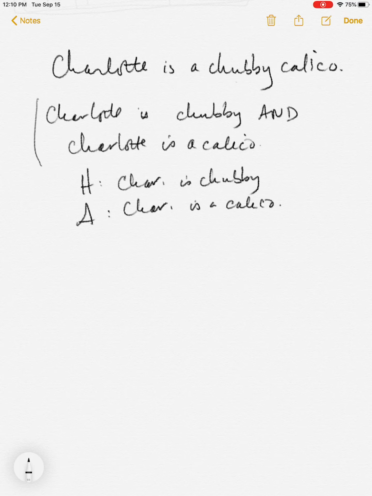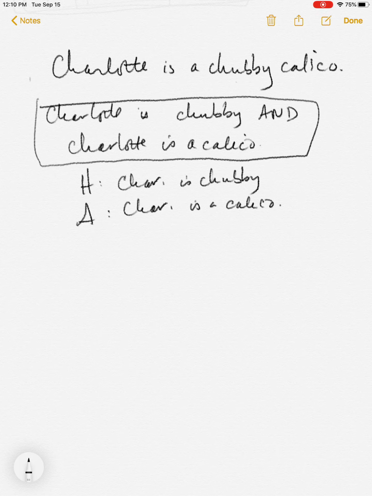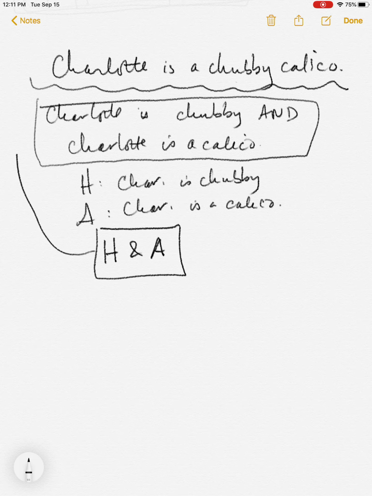And recognizing that this is an appropriate paraphrase of our original sentence, we can now go directly to our full translation of the English sentence, and we get H ampersand A. And that's our translation of our original sentence. Okay? Charlotte is chubby and Charlotte is a calico. Even though there's no occurrence of and in that sentence. There are times when there is an and, but you have to do a little bit of paraphrasing in order to get to a full translation.